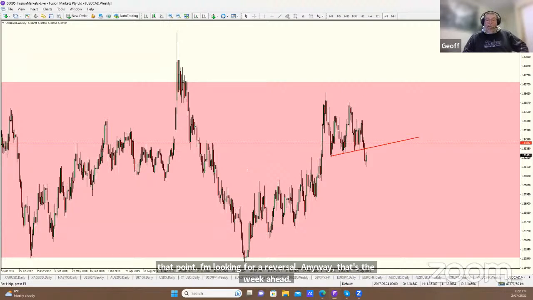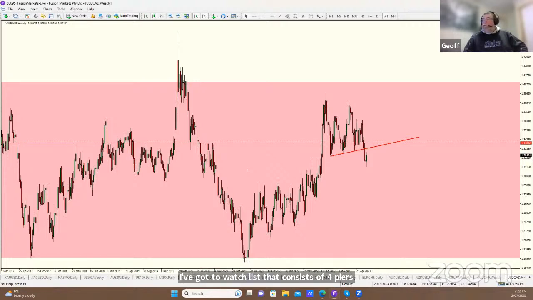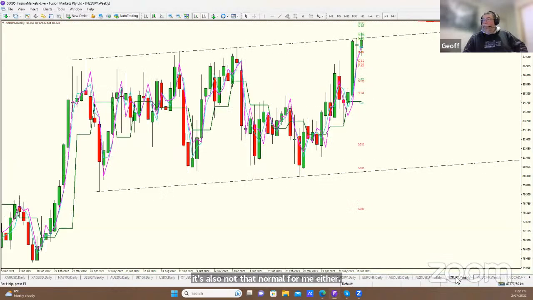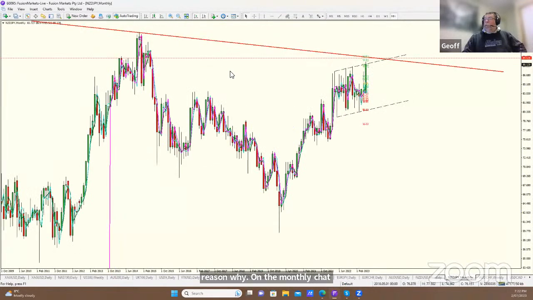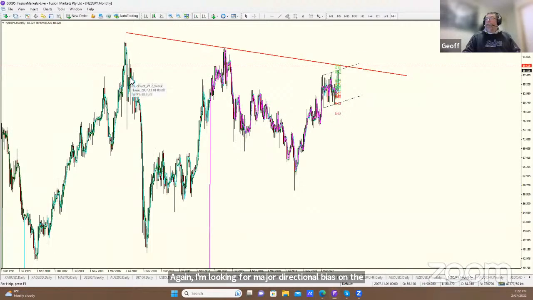I've got a watch list that consists of 4 pairs this week, which is, I suppose, not that unrealistic, but it's also not that normal for me either. The first of them is Kiwi versus the yen, and here's the reason why. On the monthly chart, again, I'm looking for major directional bias on the monthly chart. Maybe I need to go a bit wider to show you why.